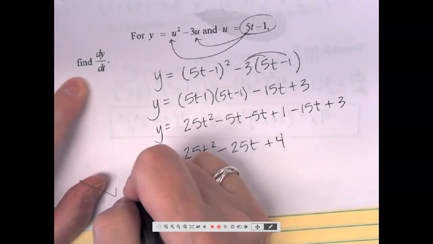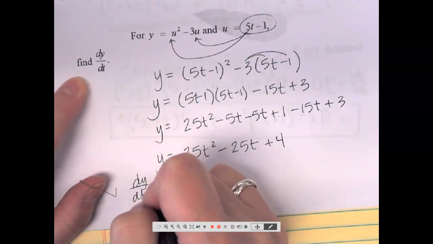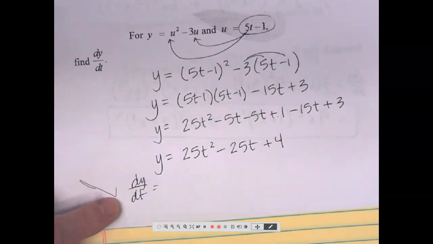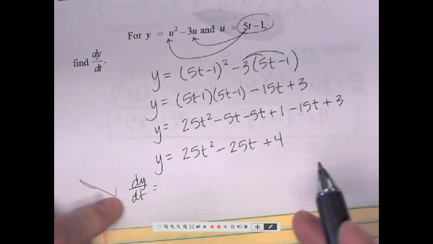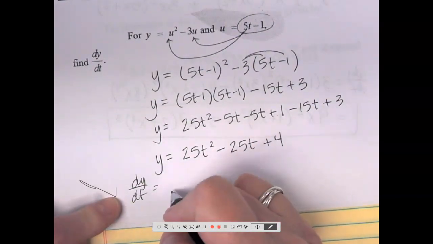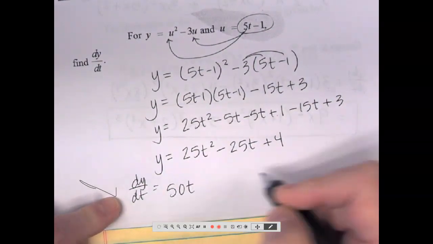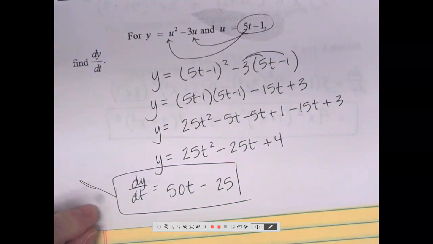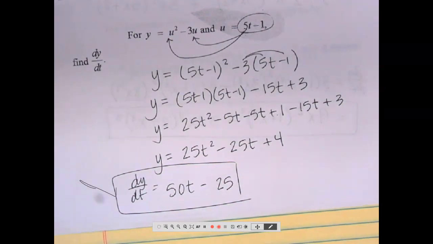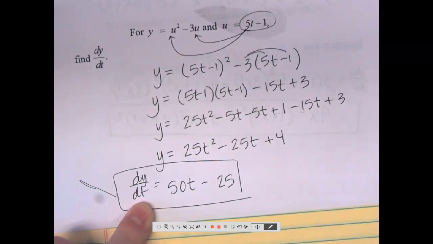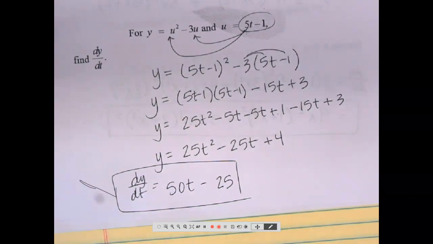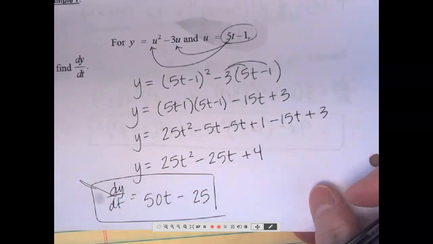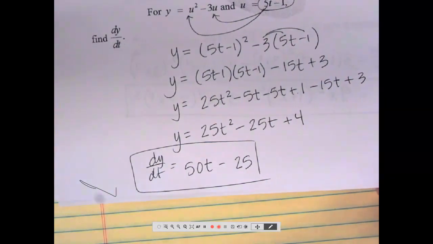Now I want to find dy/dt. So that means find the derivative of y with respect to t. Now my equation is in terms of t. So this is 50t minus 25. So this variable in the denominator tells you what variable the equation should be in terms of. And if it's not in terms of it, you've got to change it before you take the derivative. Go ahead, Andrew. Any questions on that one?